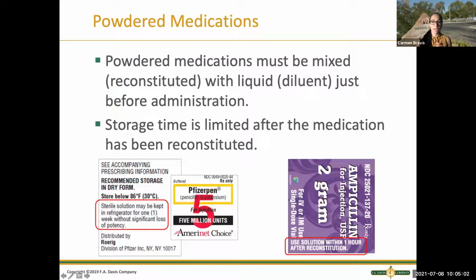And we have to be very particular. This particular label says that the sterile solution may be kept in the refrigerator for 1 week without losing its potency, so the strength of it, without losing anything. This one right here says use solution within 1 hour after reconstitution, because then it'll start losing its strength, so it's no good anymore.